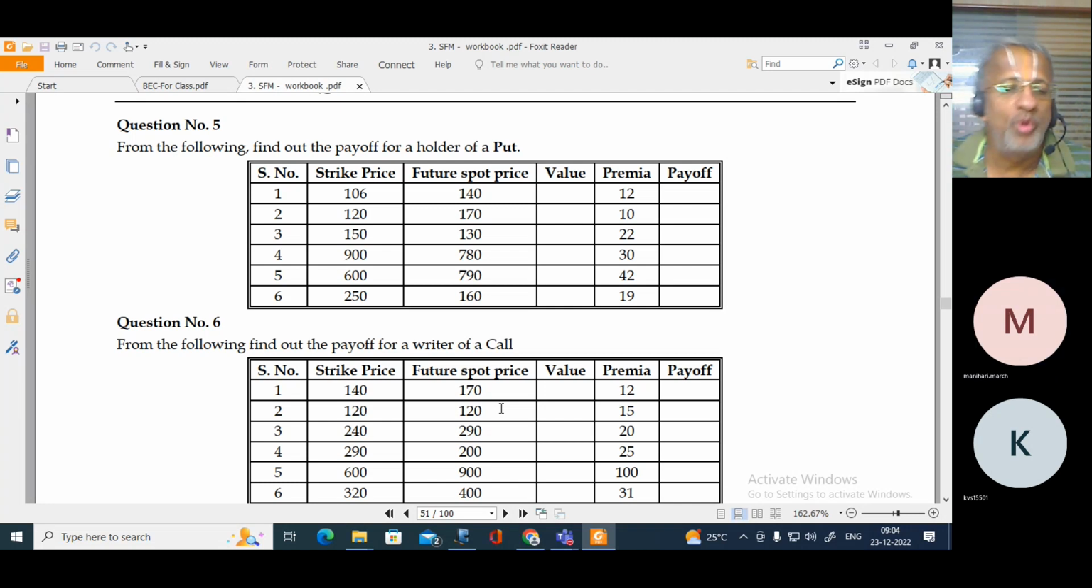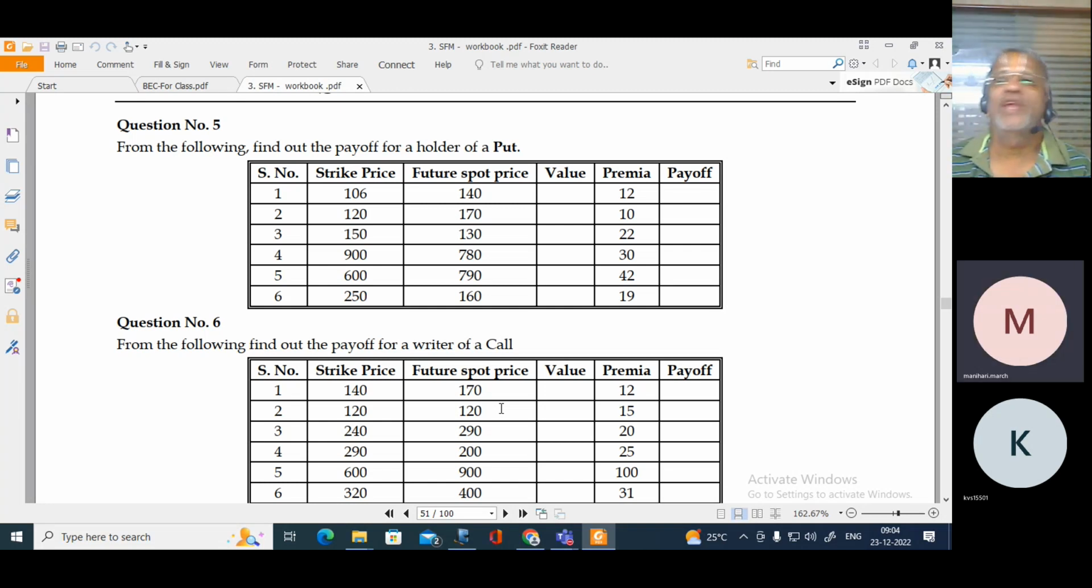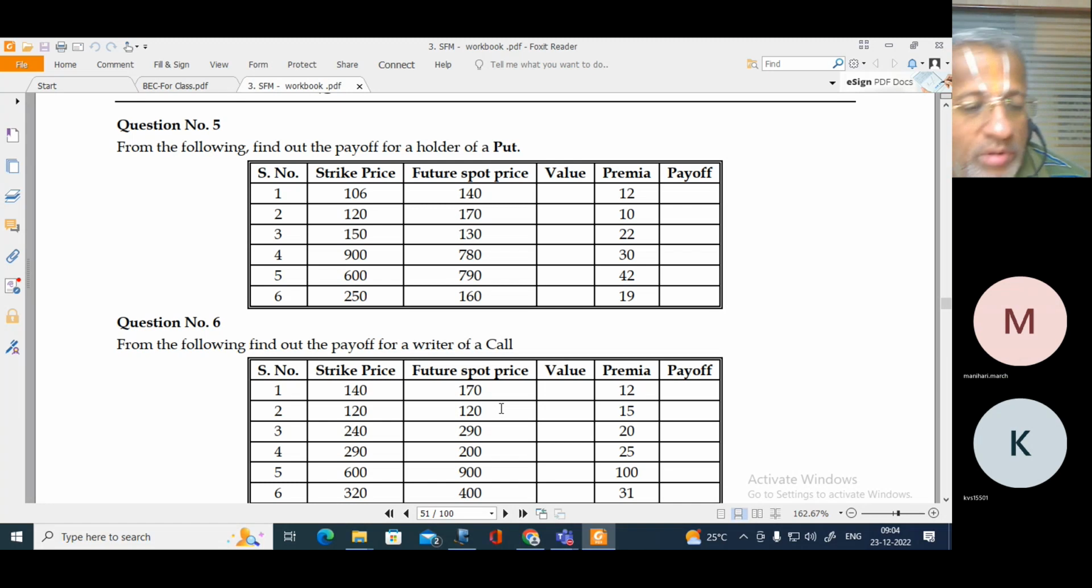Are you understanding? So 120 and 170. Will you be exercising or not? No. 10, minus 10. 150, 130. Yes. 20, minus 20, 22, and 22 minus 2. 900 and 780. Yes, you will exercise. Correct. We will exercise. 120, 30 and 90. 90 only. 600 and 790. No. Strike price is lesser than selling price, so payoff is 0, minus 42. 250, 160.